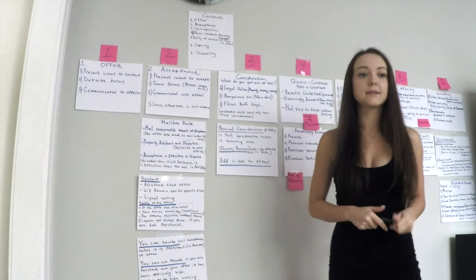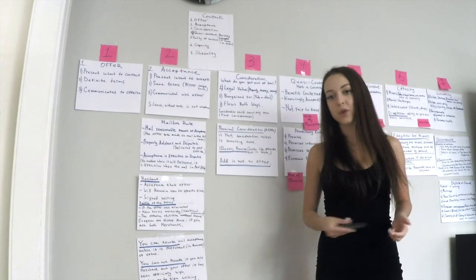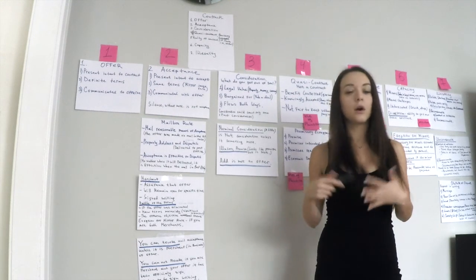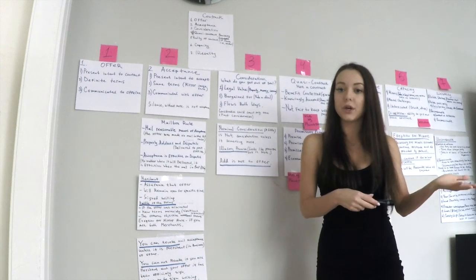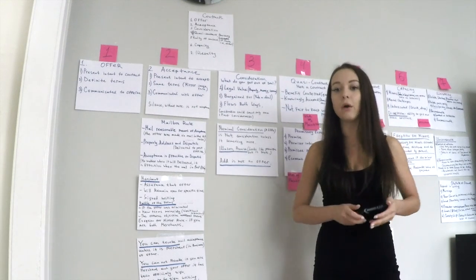The third element is unconscionable. Unconscionable means that something shocks your mind, that it was so unfair that you felt it was unconscionable. Unconscionable has sub-elements. The first, contract of adhesion, which means one party has more bargaining power than another. Second, terms favor the stronger party. And third one, take it or leave it, no power to negotiate. The majority of companies, like those selling their product or providing a certain service, have the contract of adhesion. You do not have the power to negotiate.